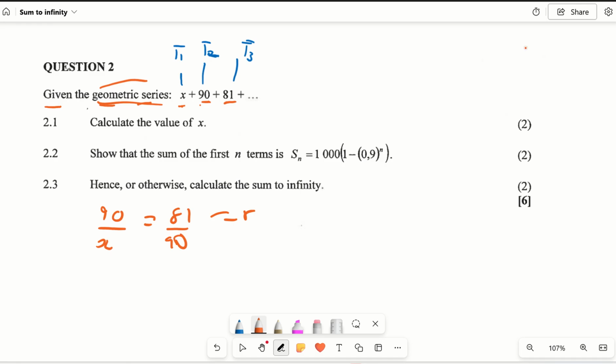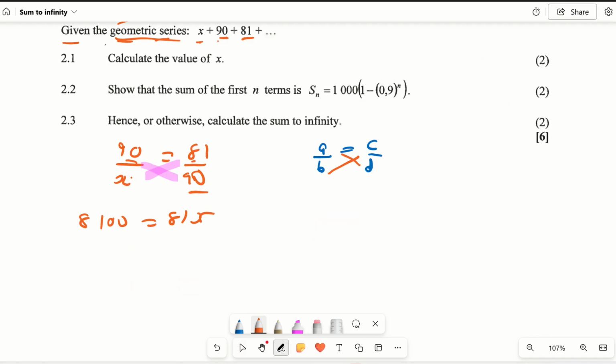So this is what it is. They're both equal to R. So here we're just going to solve for x. We cross multiply. You remember that mathematicians said that whenever you come across a scenario where a fraction equals a fraction, you're allowed to cross multiply. So I'm going to go 90 times 90 gives me 8,100. x times 81 gives me 81x.